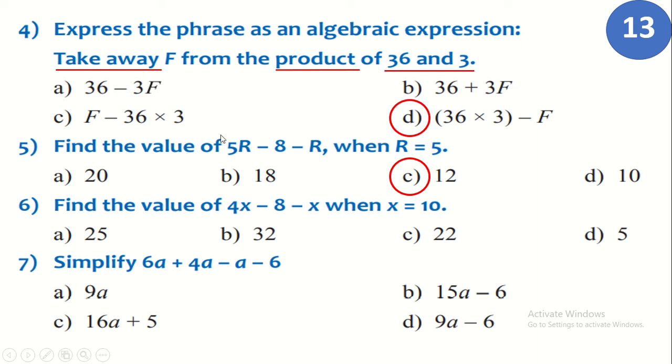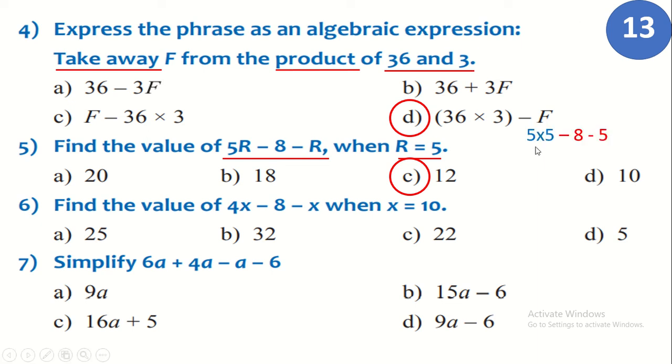Next is number 5. Find the value of 5r minus 8 minus r when r is equal to 5. The answer is letter C, 12. Correct? Is that correct? Now you replace.